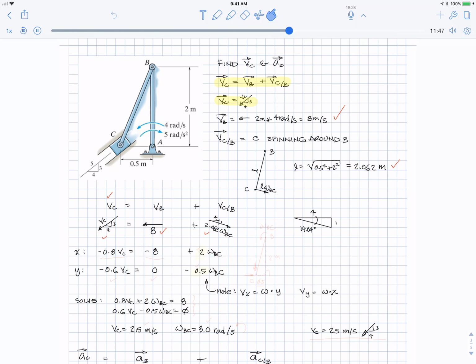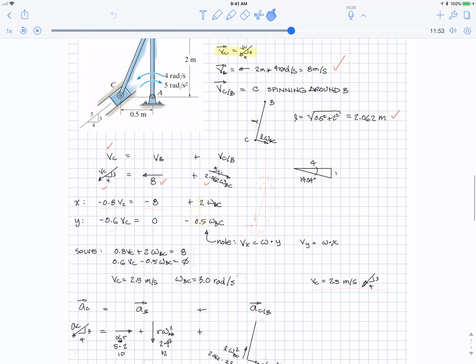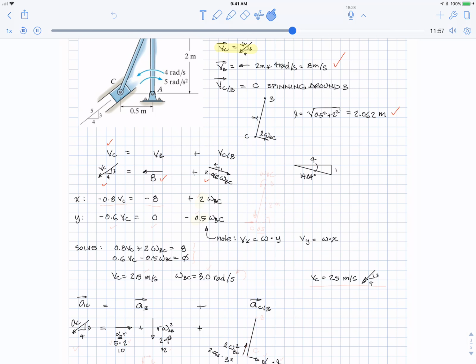So we're just going to take x and y components, and we can get VC as well as omega BC. The x components are 4/5 of VC, so minus 0.8 VC to the left, minus 8 to the left. And it turns out if you take 2.062 omega BC times the cosine of that angle, you get exactly 2 omega BC. Taking the y components, we get minus 3/5 or 0.6 VC going down here. There's no y component to VB.